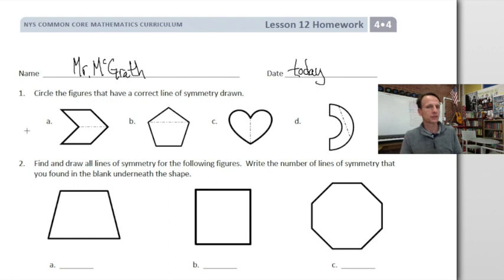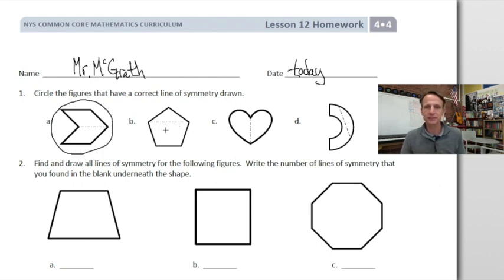Number 1. Instructions are: circle the figures that have a correct line of symmetry drawn. I think you'll find symmetry pretty straightforward. So if we look at A, if we were to fold it on the dotted line, like these are origami instructions, we fold that over, everything would line up, right? So that is a correct line of symmetry. And we're to circle the figure itself.